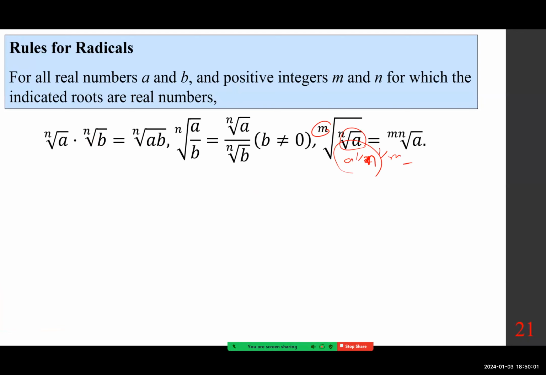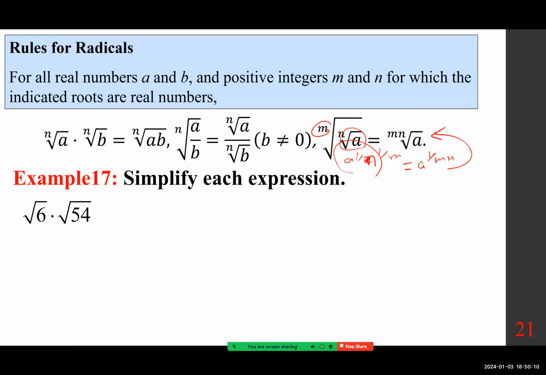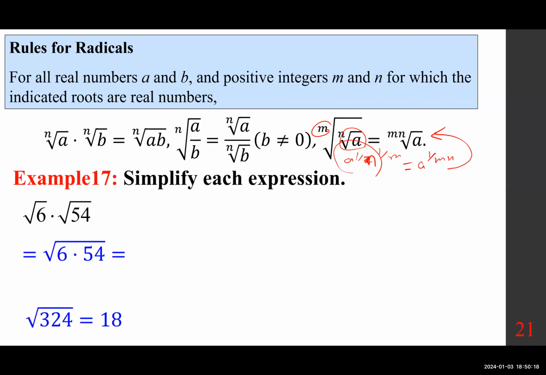And it makes it a to the power of 1 over m n, just this one. All right, so if we are looking at this, we can put them together. 6 times 54 results in 324 and gives us 18.